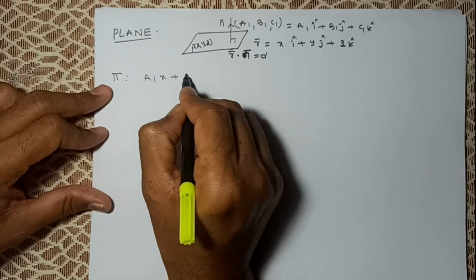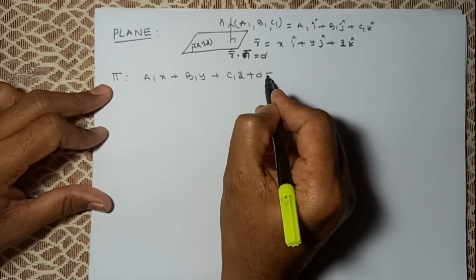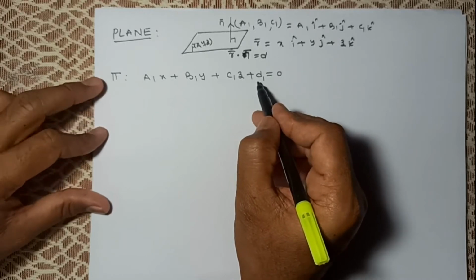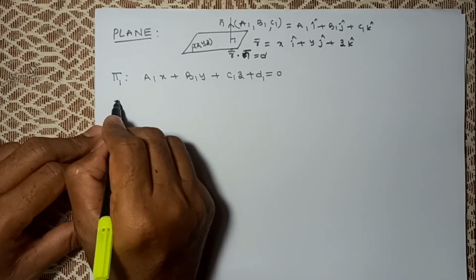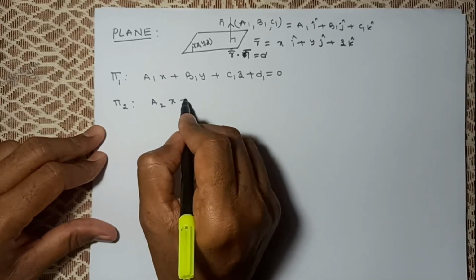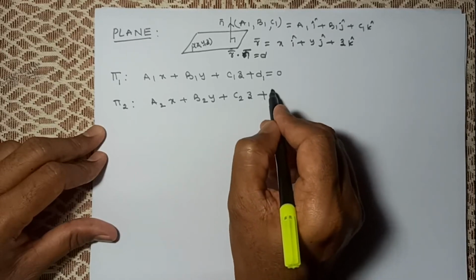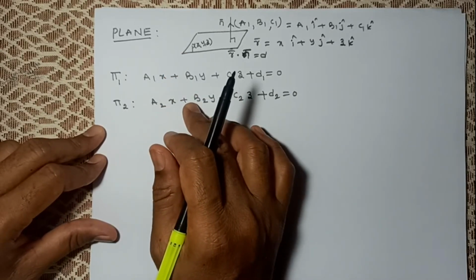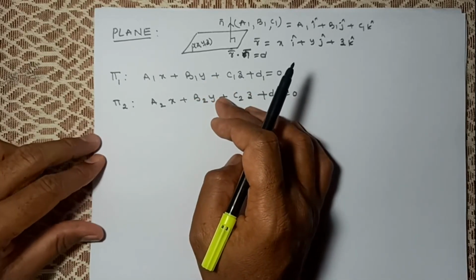a1x plus b1y plus c1z plus d1 is equal to 0. That is a plane equation we are getting. In the same way, let this plane be pi 1 and the second plane be pi 2. This I am taking as a2x plus b2y plus c2z plus d2 is equal to 0. If these two planes are perpendicular, or if these two planes are parallel, then what are the conditions?